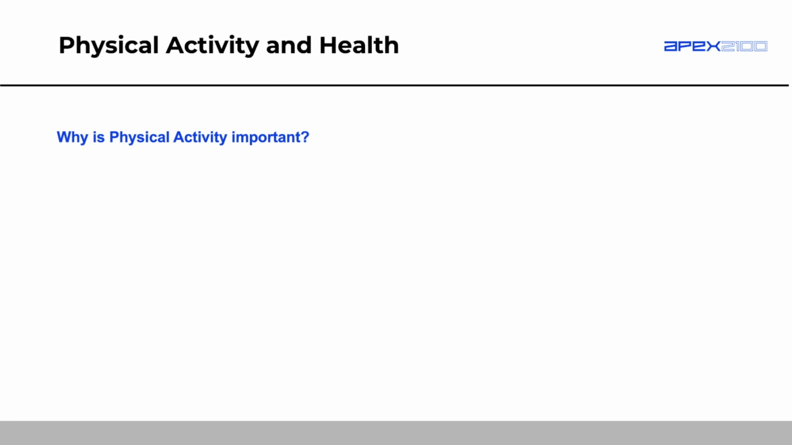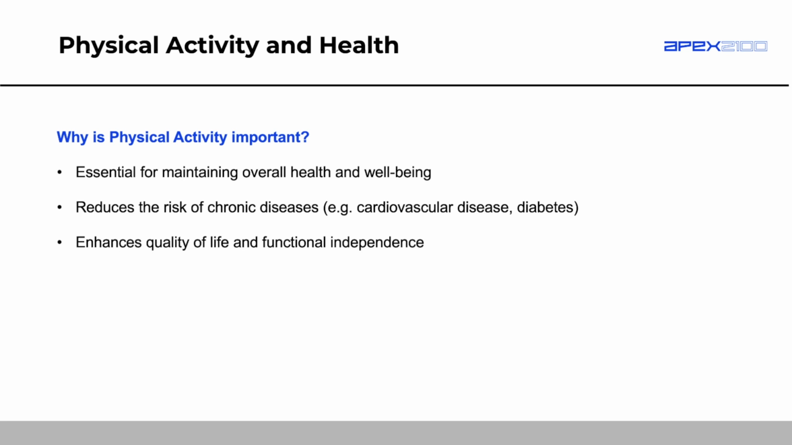So, why is physical activity important? This is going to be like the major focus of this lesson. So, in its most basic form, it's essential for maintaining our overall health and well-being, and we'll get more into what that looks like in a moment. It reduces the risk of chronic diseases. So chronic diseases are our long-term diseases. Oftentimes they are caused from lifestyle. So lifestyle diseases and chronic diseases, they overlap quite a bit.